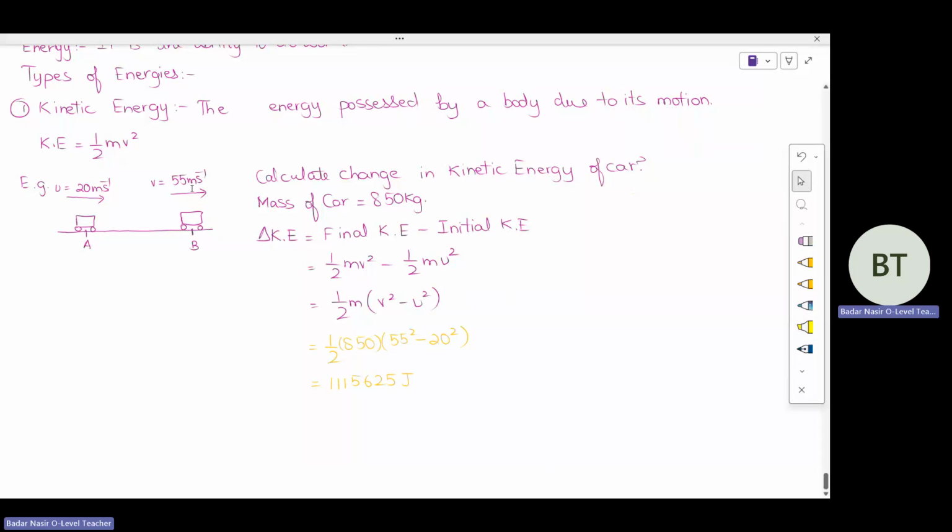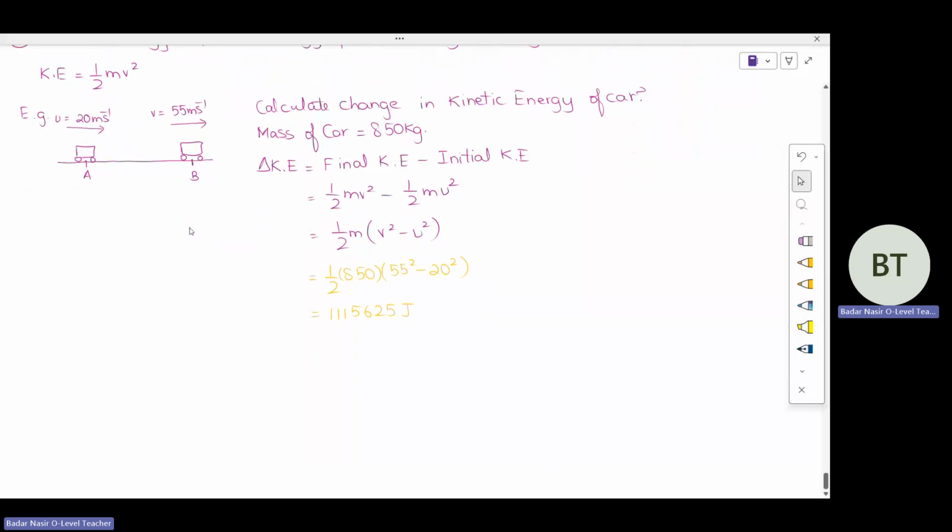Okay. So next up we have gravitational potential energy. Can anybody tell me, what is gravitational potential energy? Anybody who can explain what gravitational potential energy is? Sir, it is the energy possessed by a body due to gravity. The energy possessed by a body due to its position in the gravitational field.